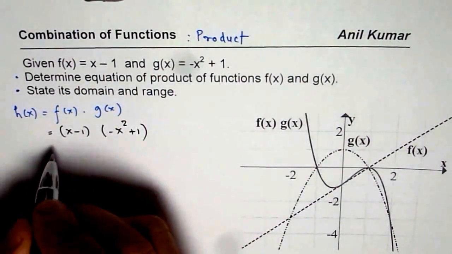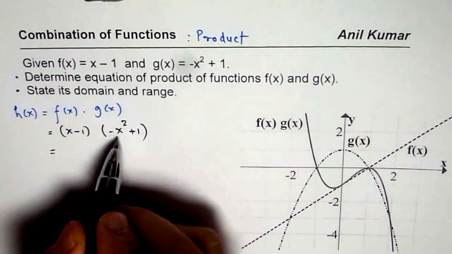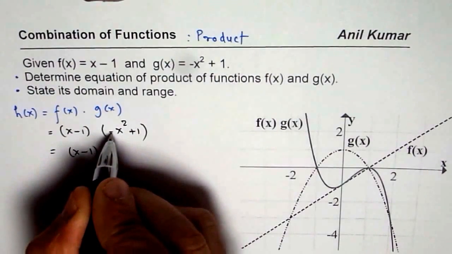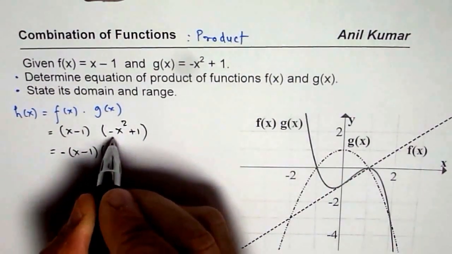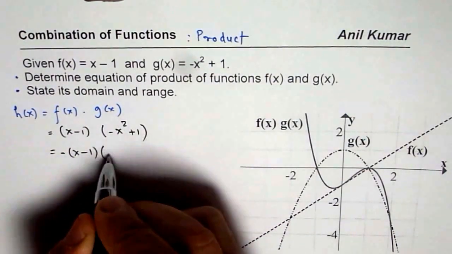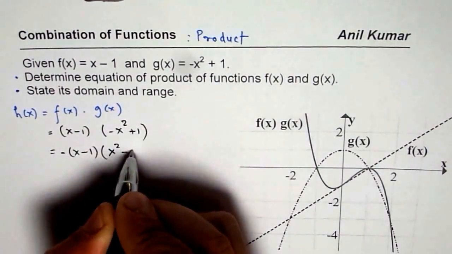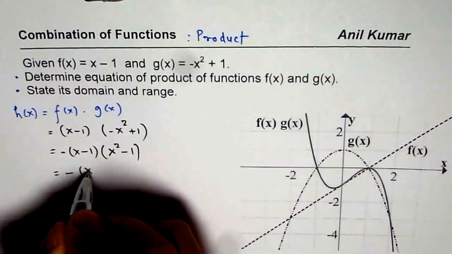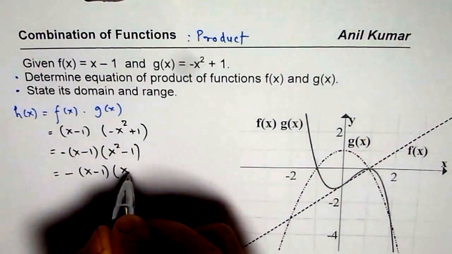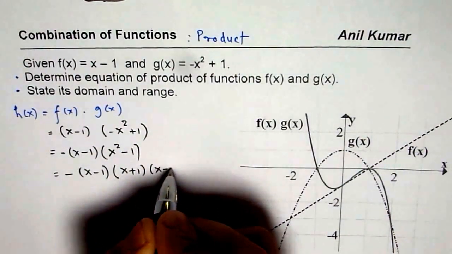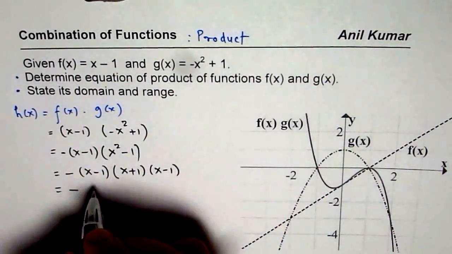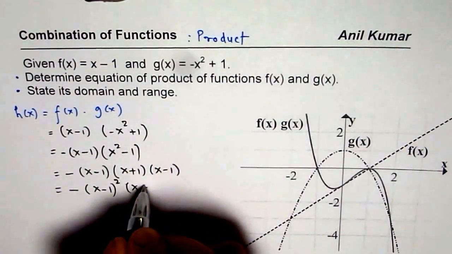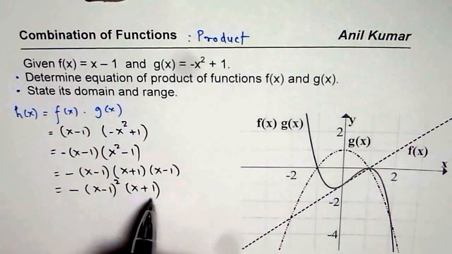So let me factor this and write it in factored form. It is easy to write in factored form. So we'll take minus outside. So I get x minus 1 already. Then if I take minus outside, I get x squared minus 1. Now I can factor this and write this as minus of x minus 1 times x plus 1 times x minus 1, or we can say this is minus of x minus 1 whole square times x plus 1. So what we get is a cubic function.